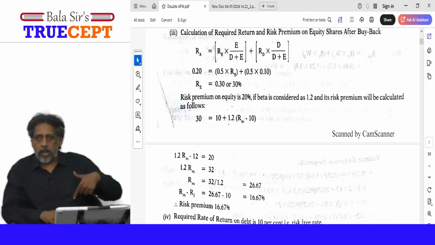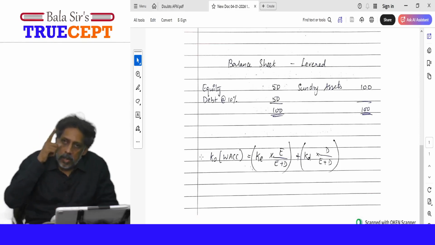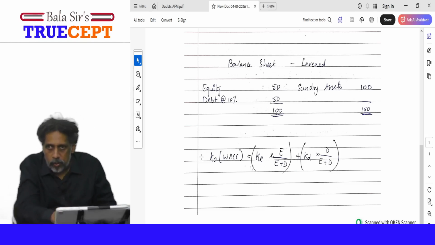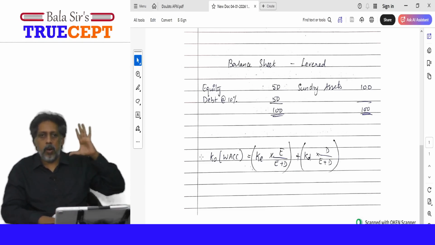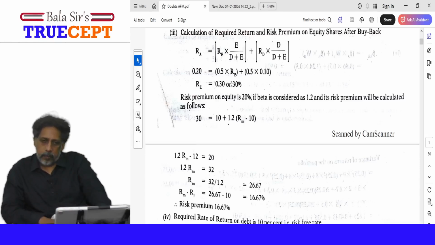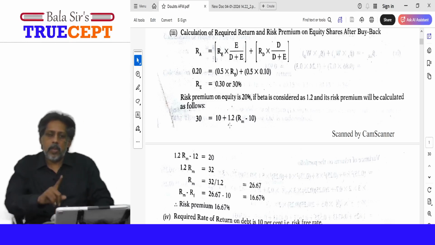Just see the formula. This WACC is nothing but the return expected on the asset, because the return required by investors in the company becomes the company's cost. Therefore, cost of capital K naught or KO or WACC equals KE, which we are trying to find out, into 50 by 100 plus, we know KD is 10%, into 50 by 100. Now, when I solve, how much do I get? 30%. I get 30% as the required return expected by the equity shareholders.